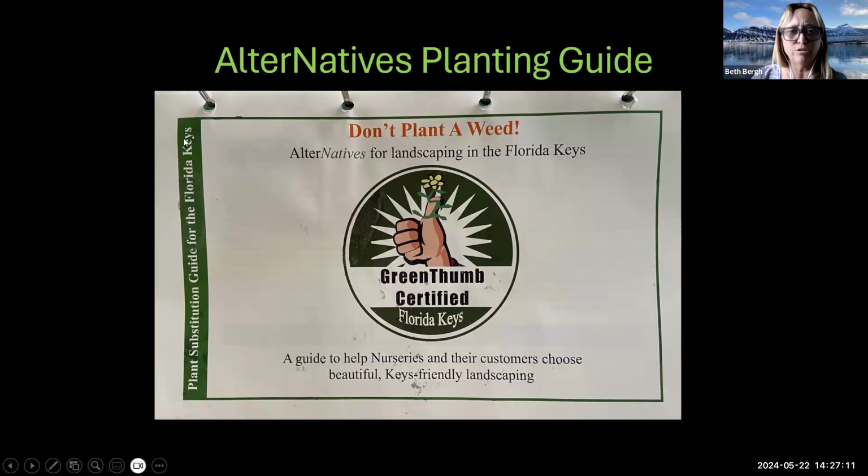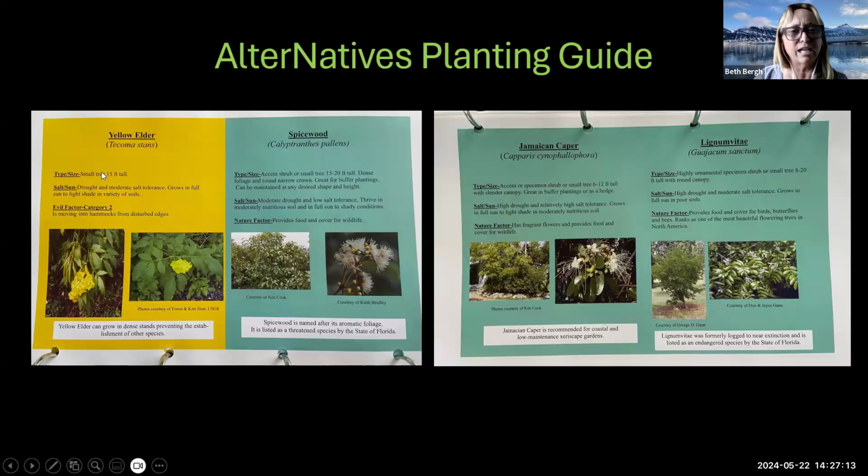But if you open the guide up, it has in yellow one of the invasive exotic plants, and then it has native alternatives to what could go in that same spot that plant is occupying in the landscape. So for example, this example is the yellow elder is the exotic, and then we always have 3 examples of natives that could take its place.